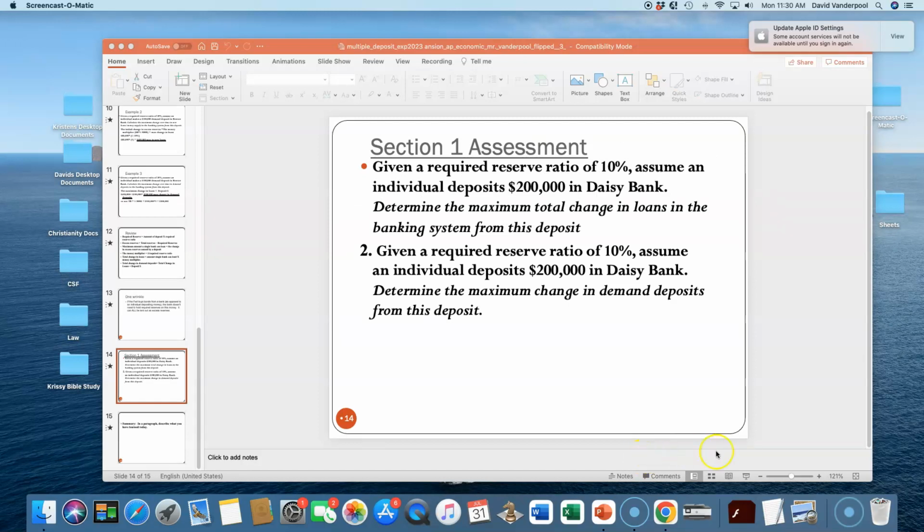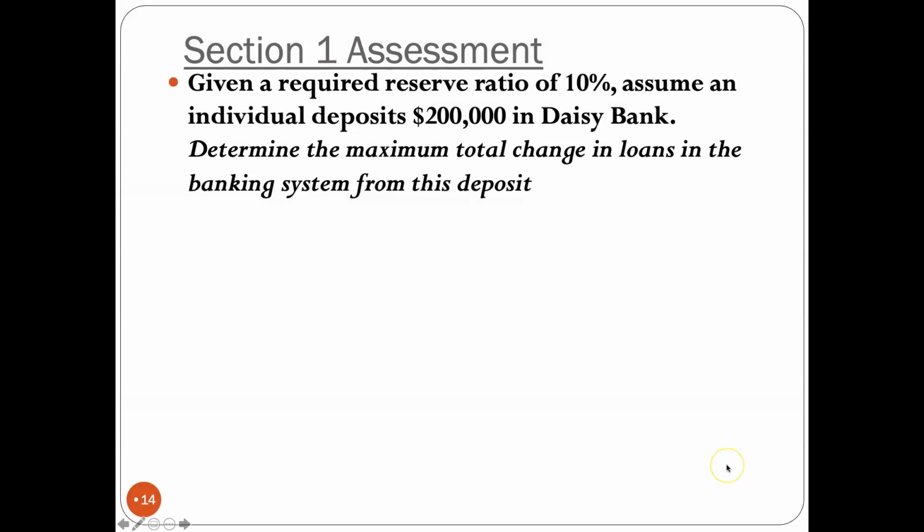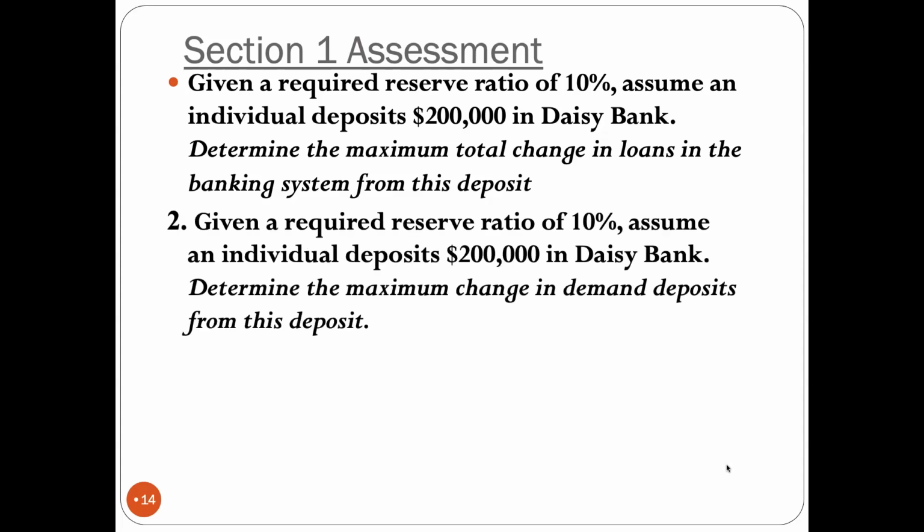All right, so let's take a look at the assessment here. Given a required reserve ratio of 10%, assume an individual deposits $200,000 in DayZ Bank. Determine the maximum total change in loans in the banking system from this deposit. So this is calculating max change in loans. You can go ahead and look at the previous examples to answer that question. Feel free to use a calculator if you need. Be aware you have to calculate excess reserves before you can answer this question as well.